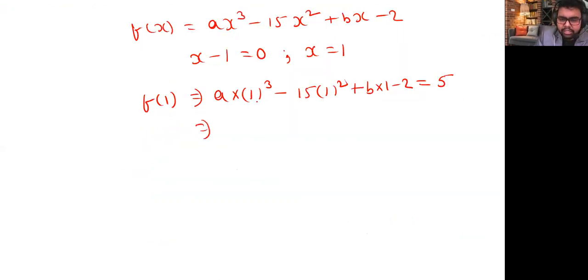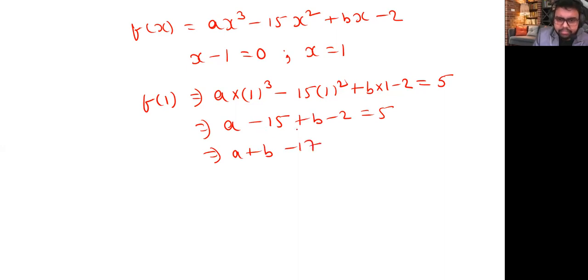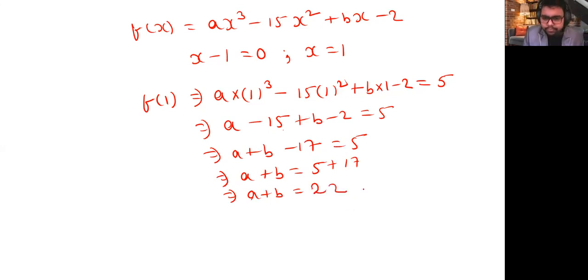Now try to solve this one. 1 cube would be 1, so it would be a, and it would be minus 15. It would be just plus b, minus 2 is equal to 5. Now a plus b minus 17, I would be adding minus 15 minus 2, that will make minus 17, is equal to 5. And after that, a plus b, this 17 will go that side, meaning 5 plus 17. So a plus b is equal to 22. Okay, so this is my equation number 2.